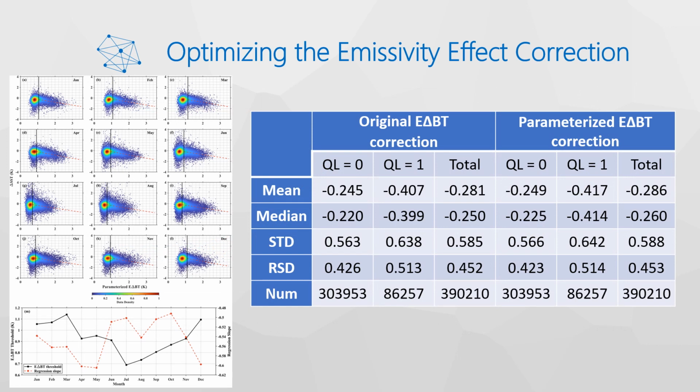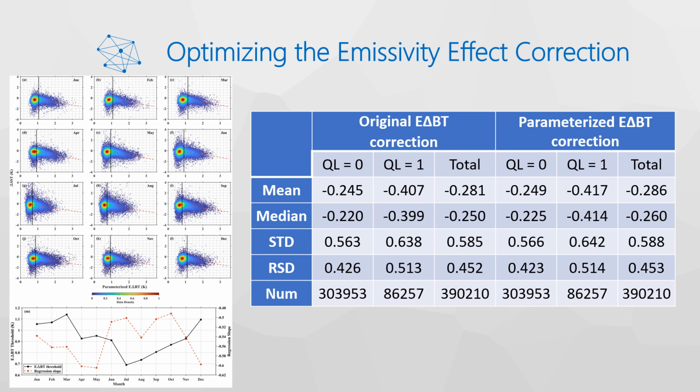Since the emissivity effect in the BT difference between the 11 and 12 micron bands has distinct seasonal variability, which is inversely correlated with the annual cycle of water vapor content, it is more appropriate to apply the E delta BT correction in the MODIS SST skin retrieval algorithm with various thresholds for each month. The monthly E delta BT threshold is determined as the value corresponding to the steepest slope for the linear regression. The resulting regression slopes also vary by month.